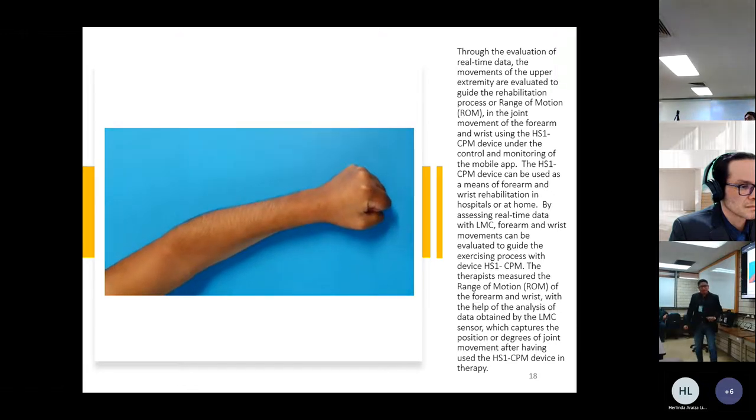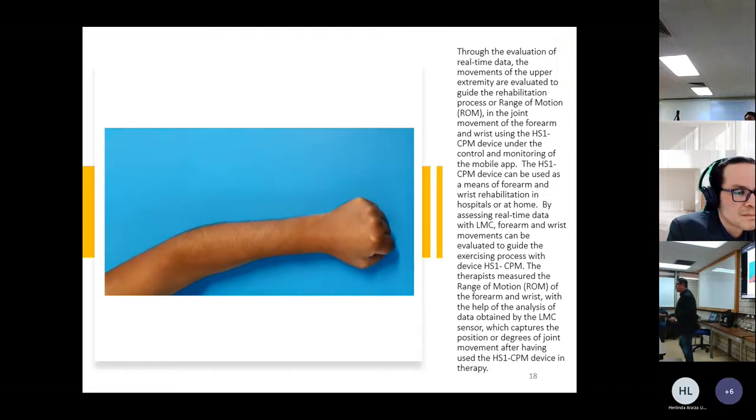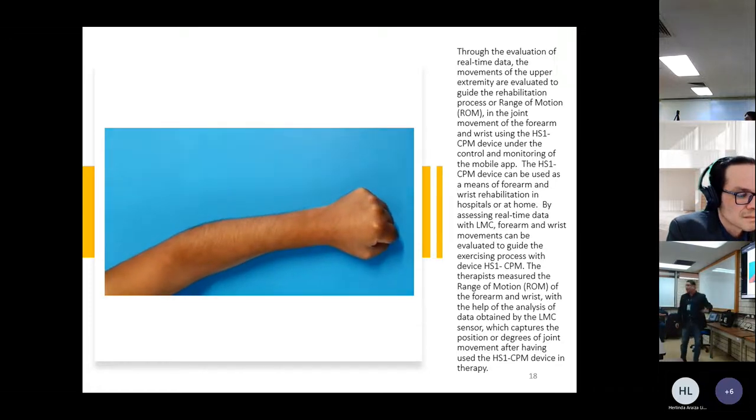This device helps the rehabilitation of the patients to do this kind of movements.